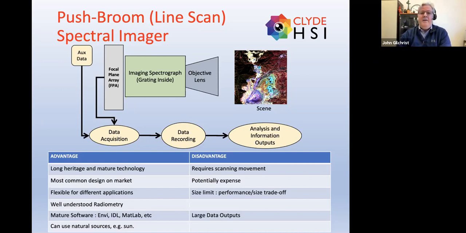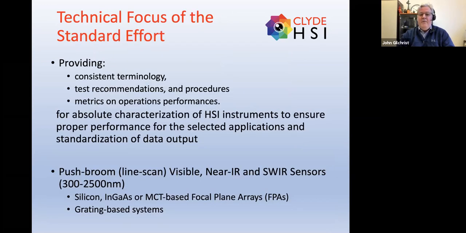They can be applied in different ways, but they all encompass all the key things that are required for you, the user, the customer. And that is that they provide data, which you can then provide information from. So they all have an objective lens. They all have some dispersive or wavelength selection device. They all have a detector system. So they all have a common set of requirements.